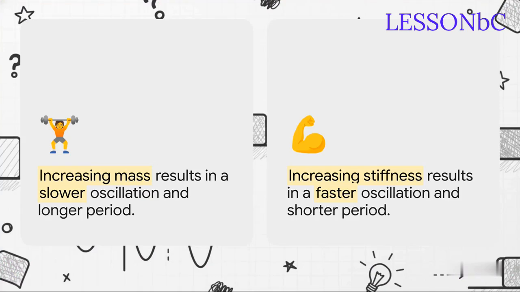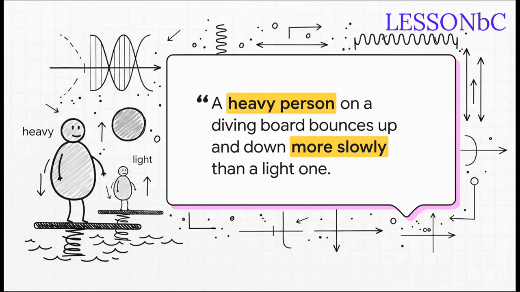It's pretty intuitive. If you increase the mass, the whole system gets more sluggish, right? It takes longer to complete a cycle, so the period gets longer. But if you increase the spring's stiffness, make it harder to stretch, that spring is going to snap back much faster, causing a quicker oscillation in a shorter period. And this is a perfect way to think about it. We've all seen this. A diving board is just a type of spring. A heavier person has more inertia, so the board takes longer to move them up and down. Simple as that. More mass means a slower bounce.